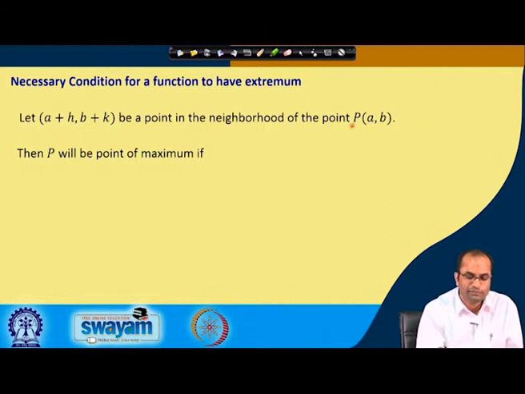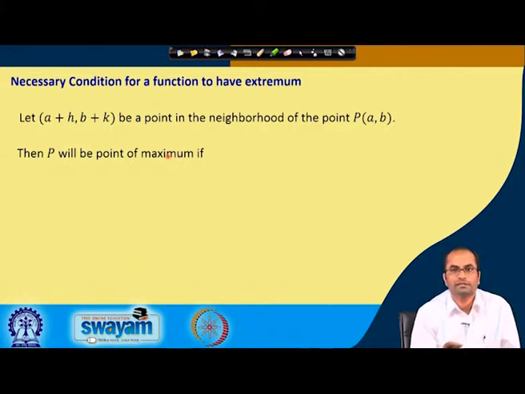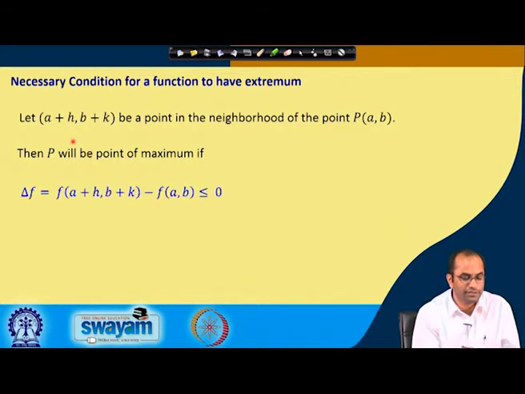Then this point P(a, b) will be a point of maximum. When will it be a point of maximum? When the values of the function in the neighborhood of this point are lower. So, the function attains lower values in the neighborhood of the point (a, b). For example, if we define this difference delta f, that means f(a plus h, b plus k), the point in the neighborhood, minus f(a, b). If it is a point of local maximum, that means this f(a, b) will be the larger value than these values in the neighborhood of this function.